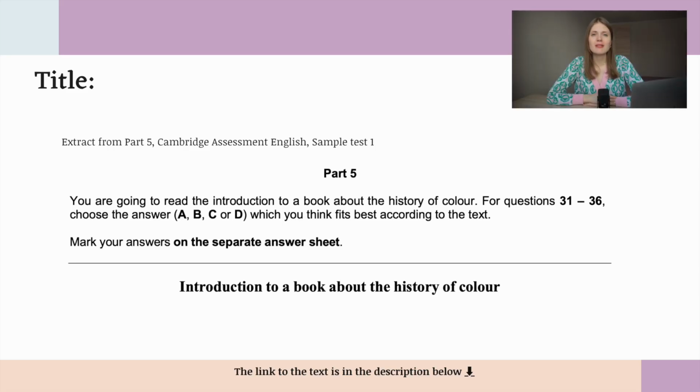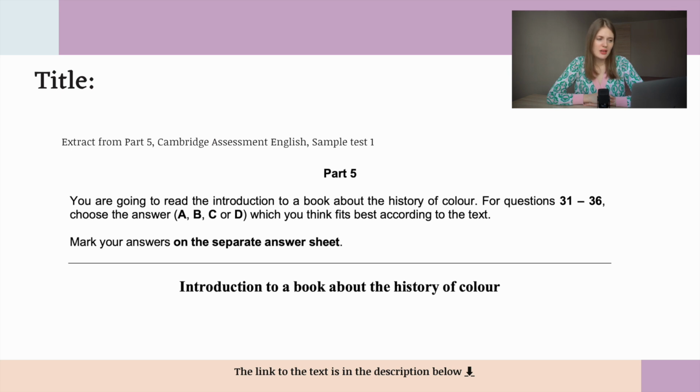We're used to believing that judging a book by its cover is wrong, and we might be in the right. But when it comes to multiple choice texts, the reverse is true. Every time you look at the text, look at its title first, because it will always give you a glimpse into what the text is going to be about. Now let's look at the C1 sample text we'll be analyzing today. Introduction to a book about the history of color. What do you think this text will be about? What is its main purpose?